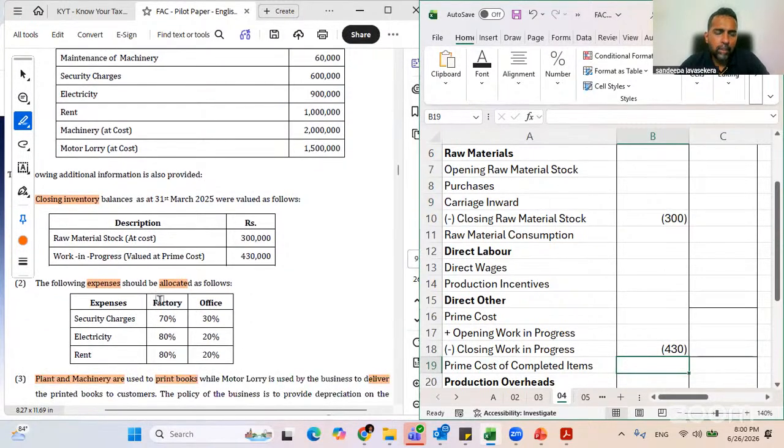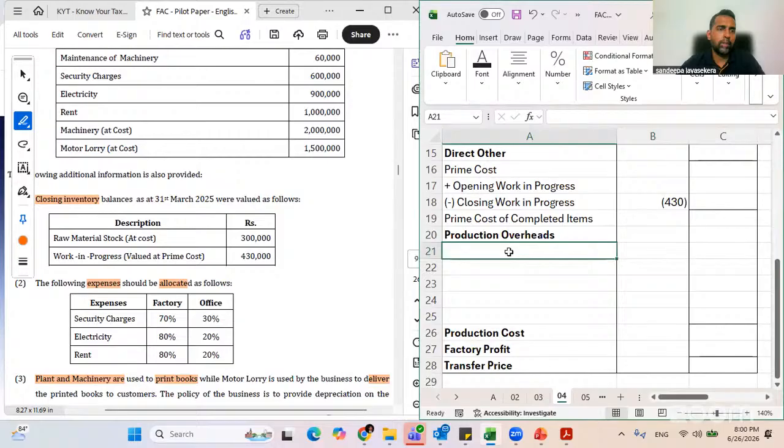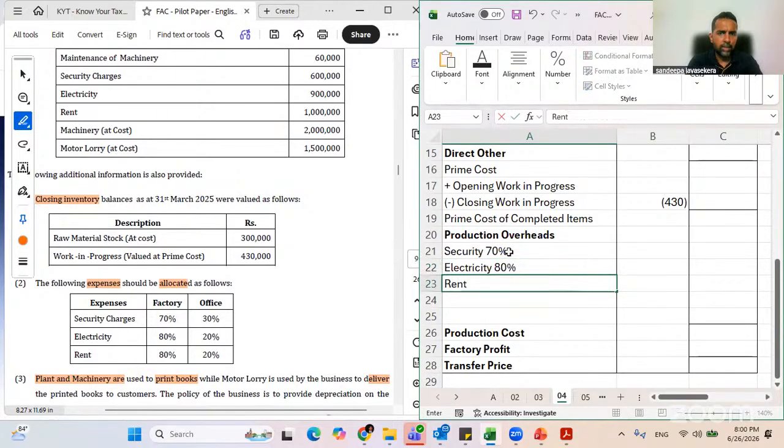Then there are 3 expense items which have been divided among factory and the office. We have to take only the factory component. We'll take security at 70%, electricity at 80%, rent at 80%. We'll come to the figures later.